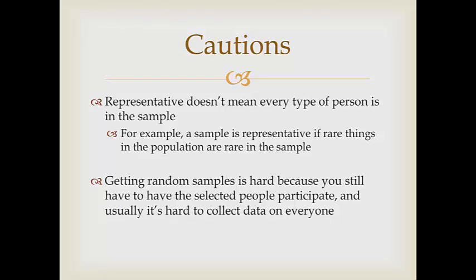A few words of caution. Being representative doesn't mean that every type of person is in the sample. For example, a sample is representative if rare things in the population are rare in the sample. Not every type of individual in the population needs to be in your sample to be representative. Rare things should just be rare in the sample and in the population.